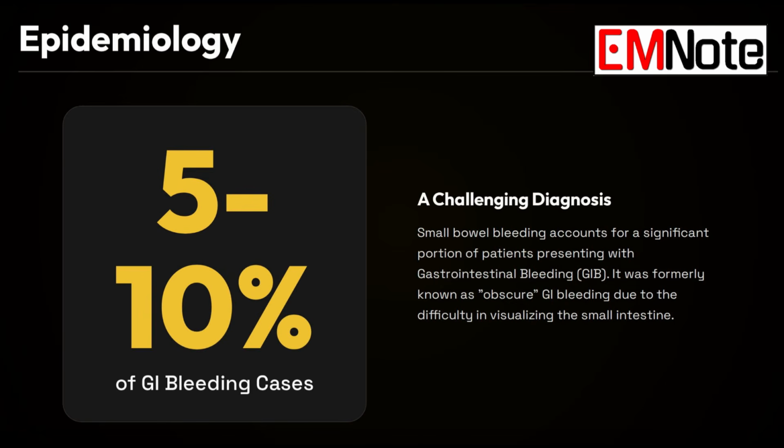It's when you have persistent or recurrent bleeding and your conventional scopes, the upper endoscopy and the colonoscopy, both of those have failed to find a source. So you're basically looking for a needle in a haystack. So how often do you, as a clinician, actually run into this kind of diagnostic puzzle?